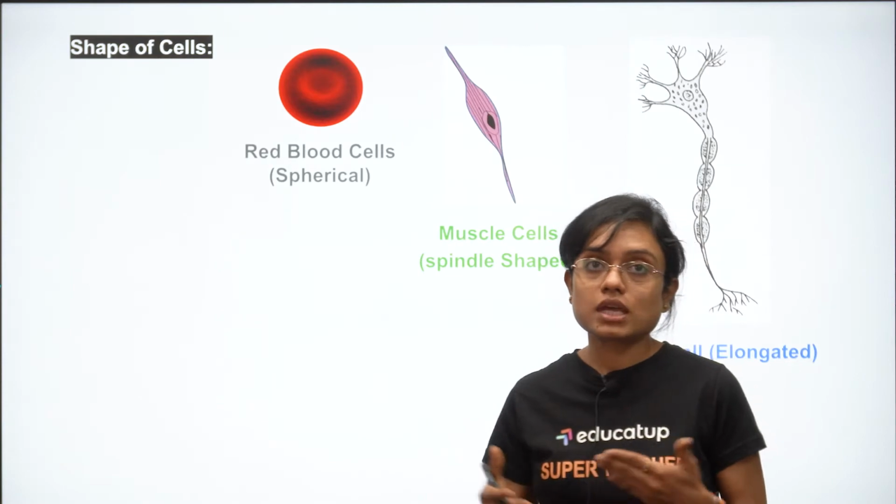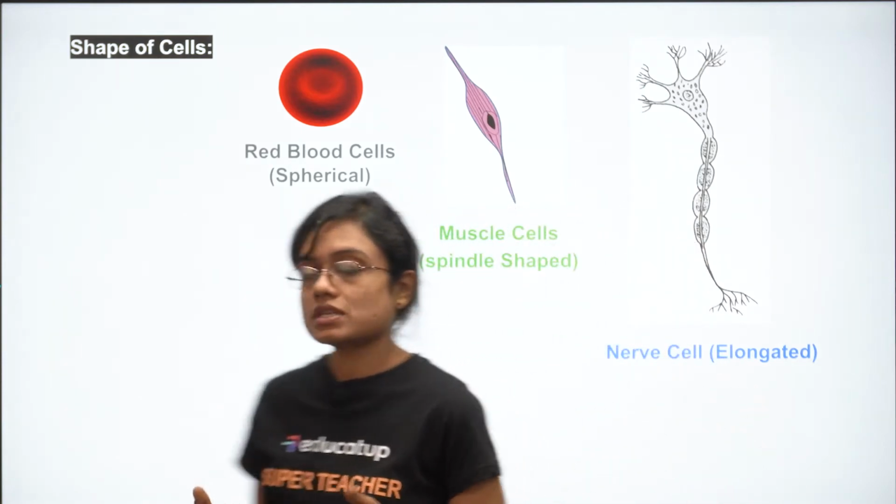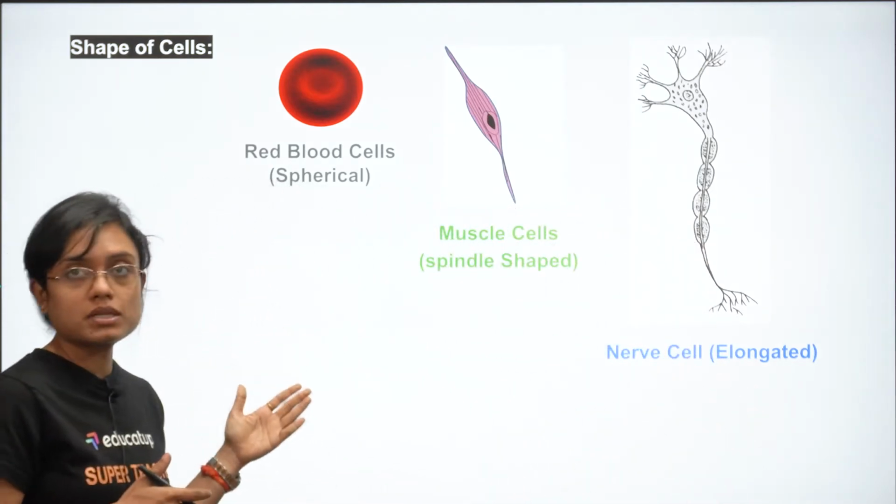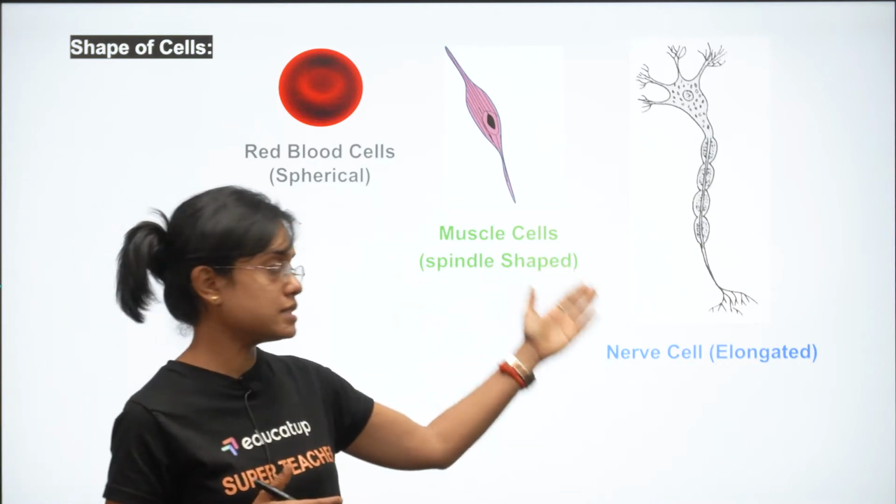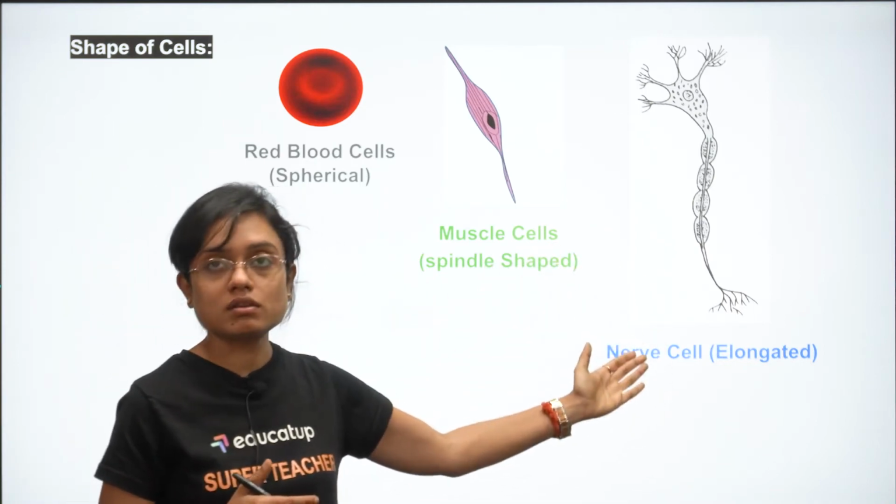Shapes of cells. There are basically three different shapes of cells: spherical, like red blood cells, then spindle shaped, like muscle cells, and elongated, like a nerve cell.